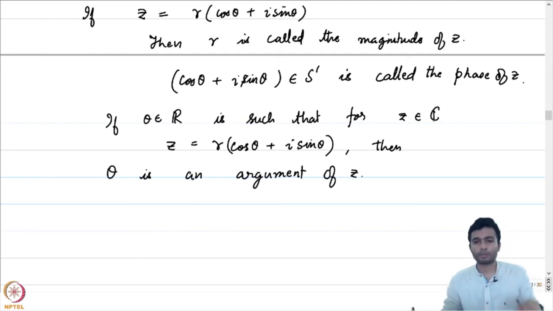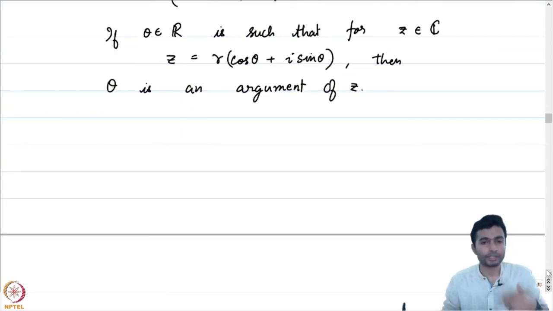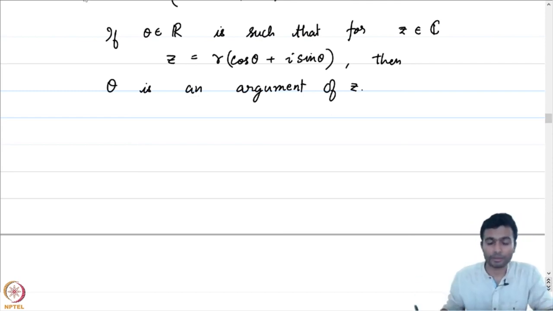So, any complex number can be written as r times omega, where omega is in S1, and because of that there is a theta such that z is r cos theta plus i sin theta. Such a theta is called an argument of z. Notice that if theta is an argument, then basic trigonometric rules tell us that theta plus 2 pi is also an argument. Theta plus 2 pi k is an argument for each k in the set of integers, and that is why the word "an" was used. There are multiple arguments for the same complex number.